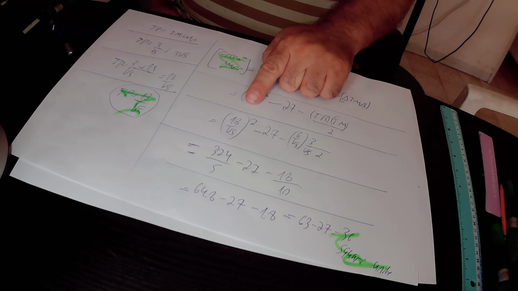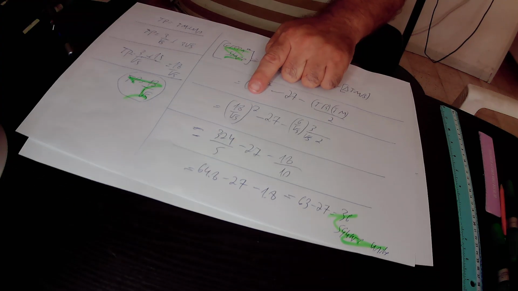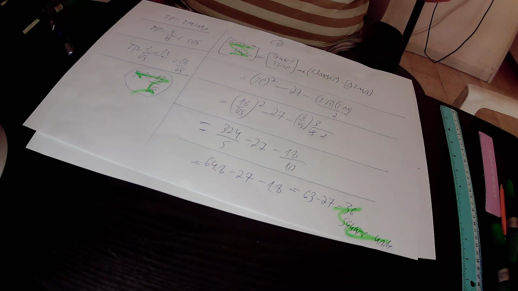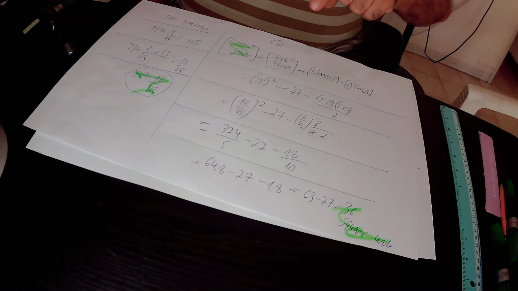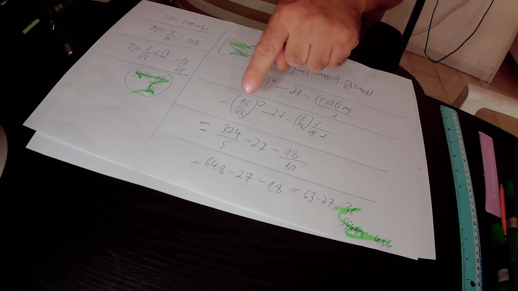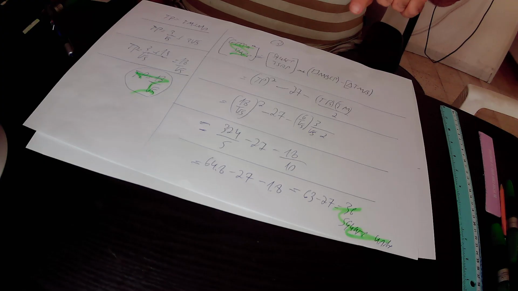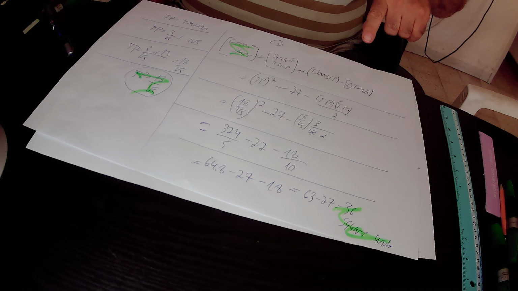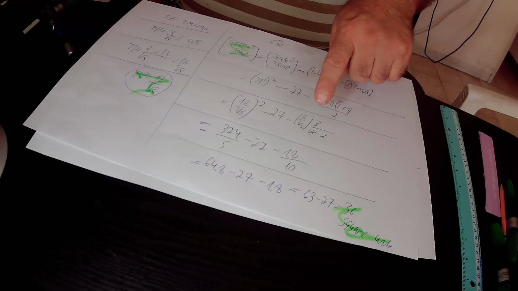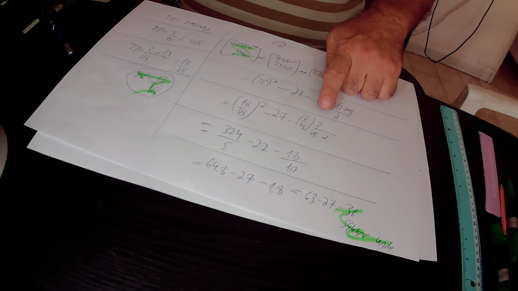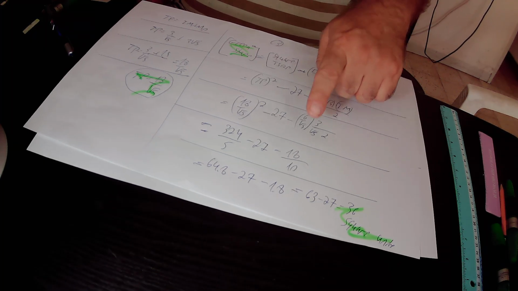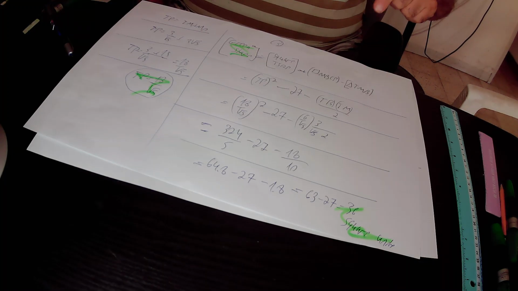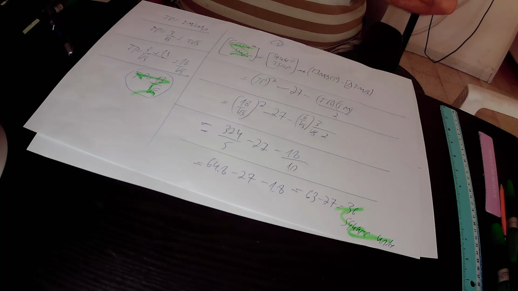18 over square root of 5 squared equals 18 squared, that is 324, over square root of 5 squared, that is 5. So the big square equals 324 over 5, minus the area of quadrilateral MBCP, that is 27, minus the area of the small triangle TMB, which equals 6 times 3 is 18, over square root of 5 times square root of 5 is 5, and 5 times 2 is 10. So the area of the small triangle TMB is 18 over 10.